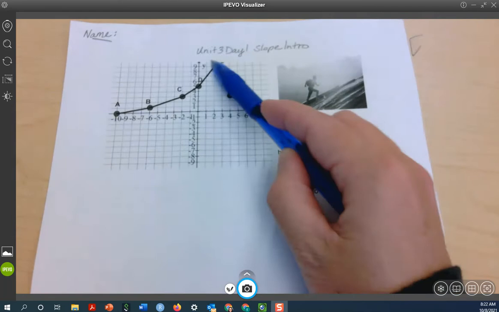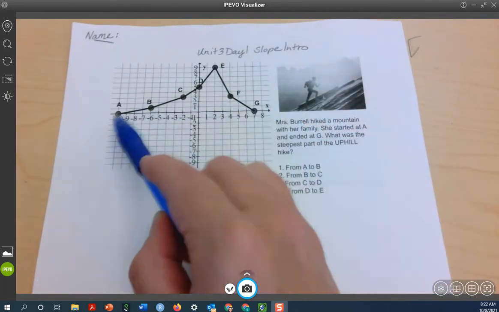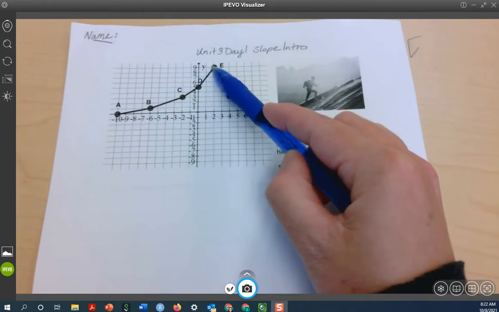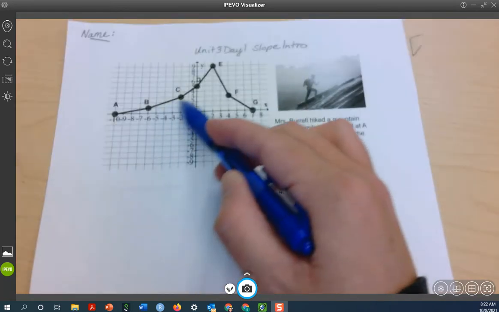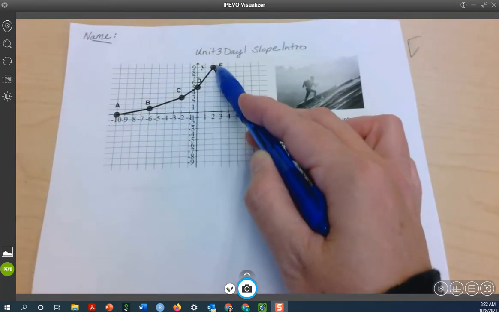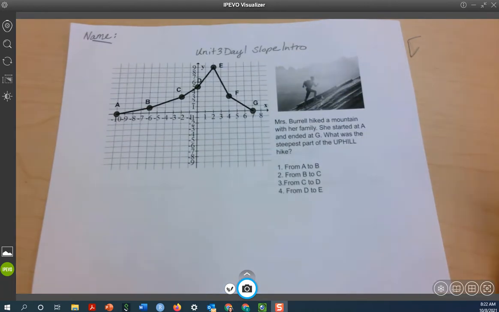Okay, so looking at this mountain, starting from the left to the right, the left part was the uphill part. In math, we also call that increasing. So the uphill is the increasing, and then the downhill is the decreasing.